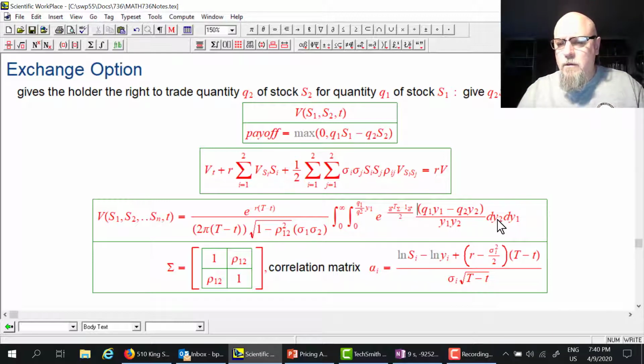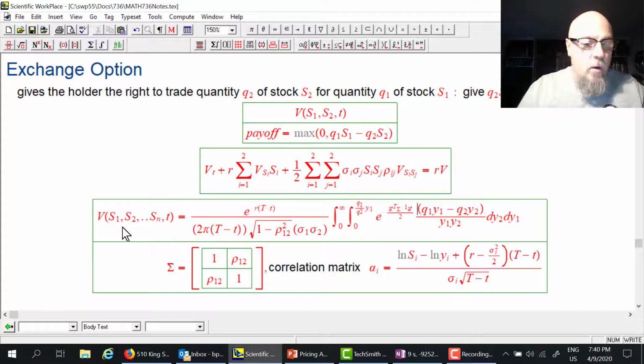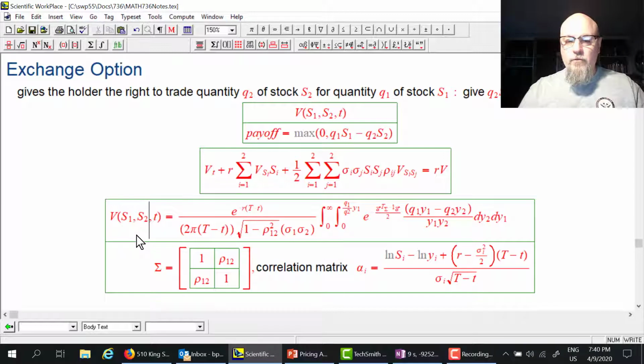Integrating with respect to y2, there'll be a ln, and well, it's not as easy as we think because there's y's up here in the e to the minus. So, okay, it's not as easy. Let's clean this up. Our expression is only for those two stocks.